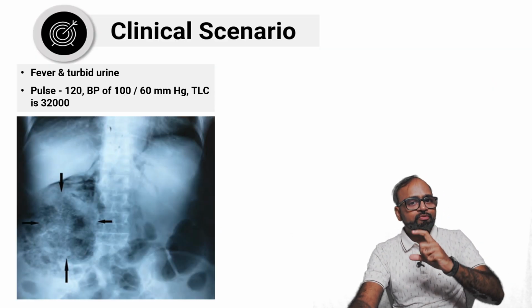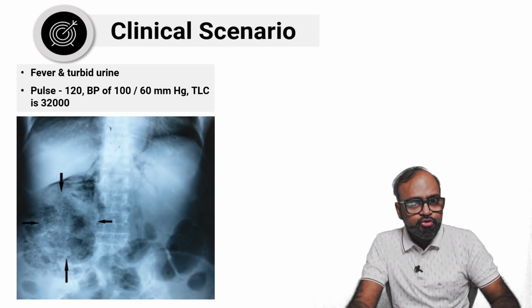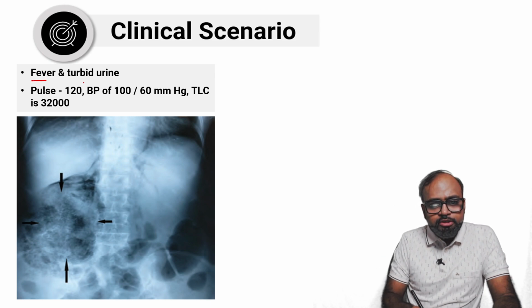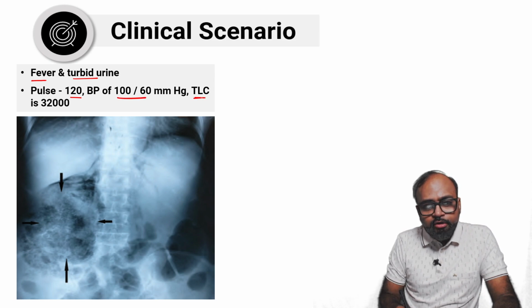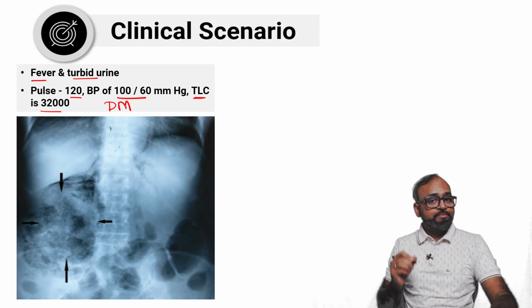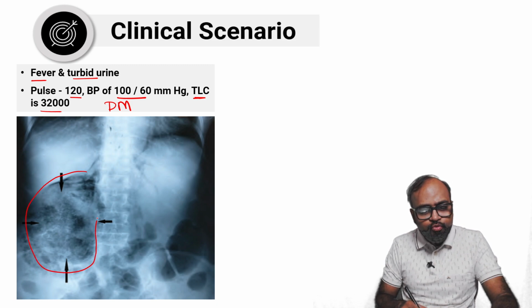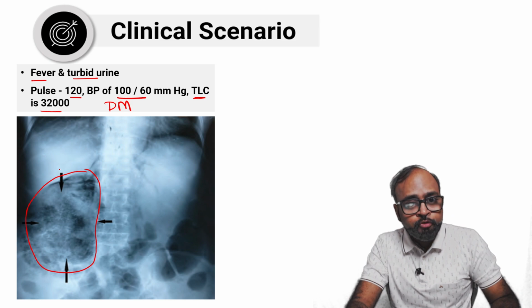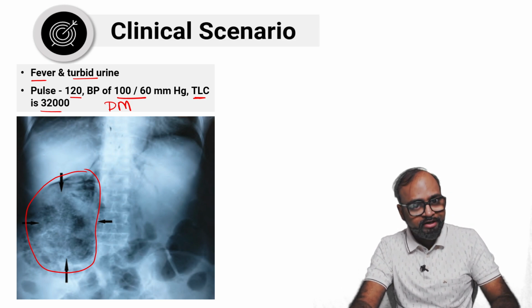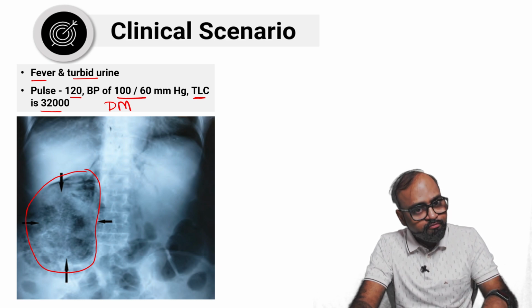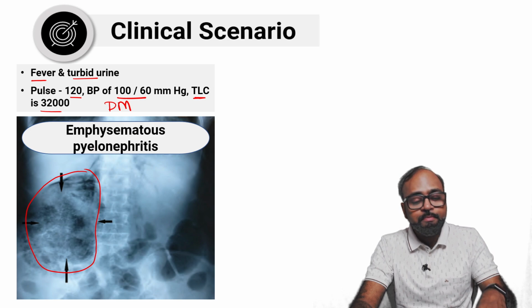Now quickly let us revise a few renal infections before we conclude this short video. A patient presents with fever, turbid urine, tachycardia and hypotension. Total leukocyte count is elevated. The patient is diabetic. What you can see in the region of the kidney is a black mottled dirty appearance. What looks black on X-ray? It is air. So this is an infection of the kidney, pyelonephritis, caused by air forming microbes. This specific infection is called emphysematous pyelonephritis.